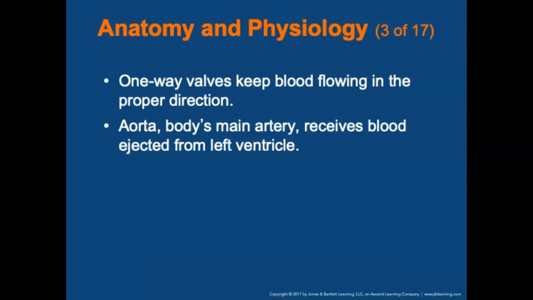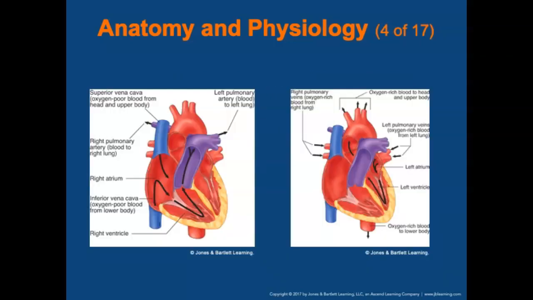Blood leaves each of the four chambers of the heart through one-way valves, which keep the blood moving through the circulatory system in the proper direction. The aorta is the body's main artery. It receives blood ejected from the left ventricle and delivers it to all other arteries that supply the body's tissues. This figure on the slide illustrates how blood circulates through the heart. The right side of the heart receives oxygen-poor blood from the venous circulation. The left side of the heart receives oxygen-rich blood from the lungs through the pulmonary veins.